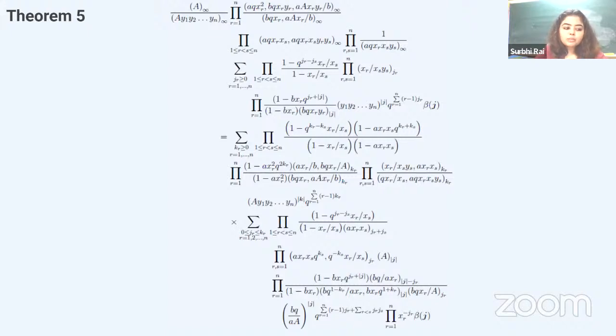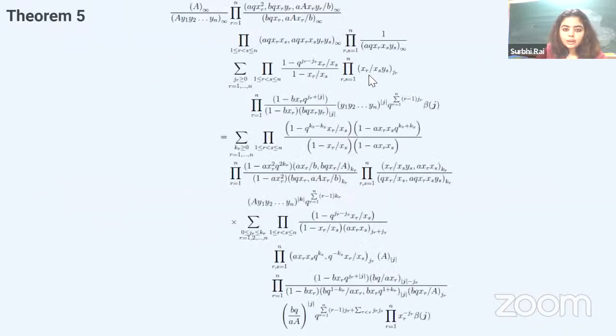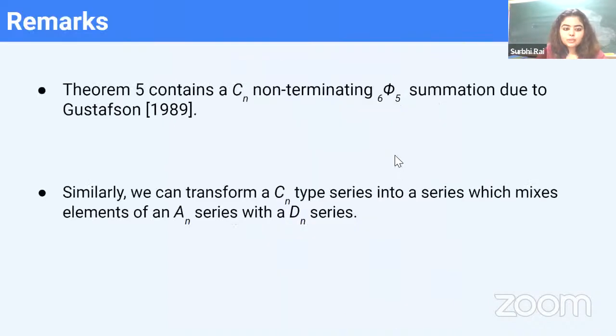The second expansion theorem of this section transforms a CN type series into a series which mixes elements of an AN series with a DN series. The last theorem contains a CN non-terminating 6v5 summation due to Gustafson. So we can replace beta j accordingly and substitute a particular value for a few variables to obtain the 6v5 summation. And similarly, we can transform CN type series into a series which mixes them further.